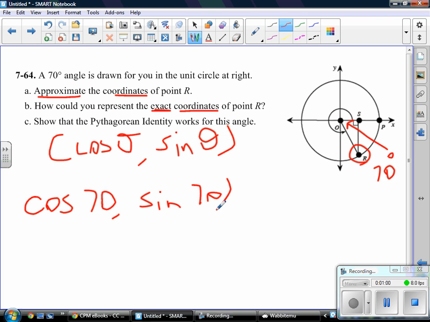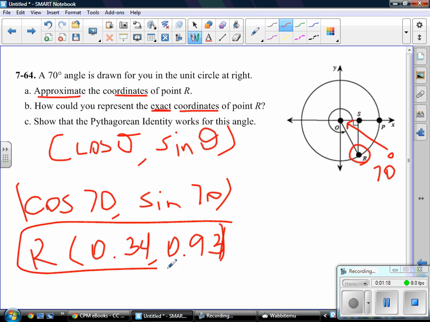And type those into my calculator, and those numbers get me roughly, so point R is about 0.34 is cosine of 70, and 0.93 is sine of 70. So that is my approximate coordinates for point R. That's using decimals, that's allowed.